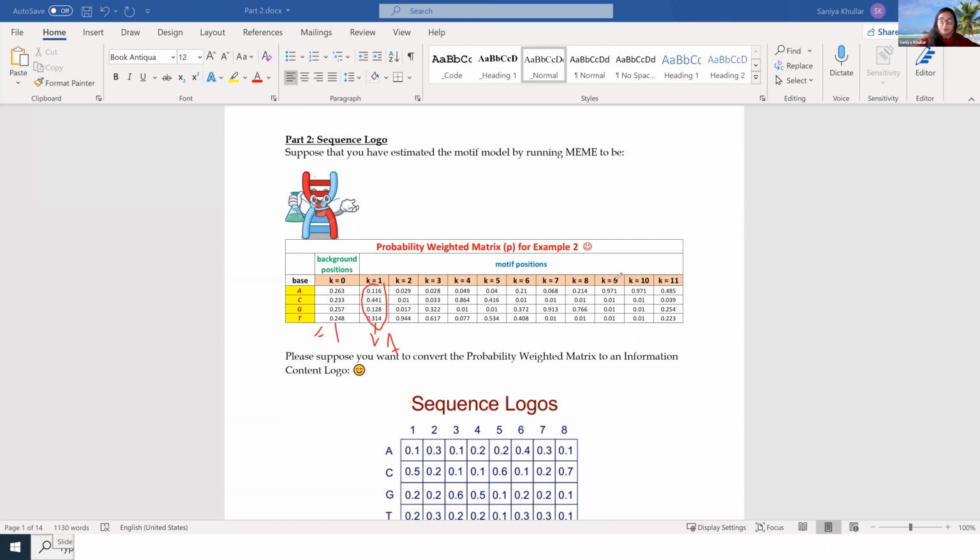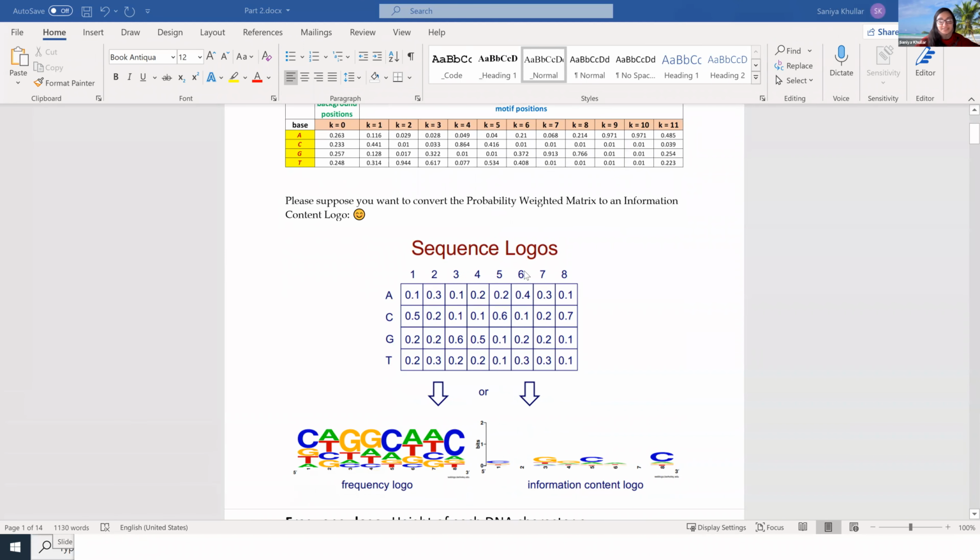So you have these different positions along the motif. And what you want to do is convert this probability weighted matrix to an information content logo. So how do we make that happen for us? Here is an example of another probability weighted matrix. Here we're not having the background, but we do have it in general. What we want to find is an information content logo for the different positions along a motif. And let's say that our motif in this example is 8 bases.